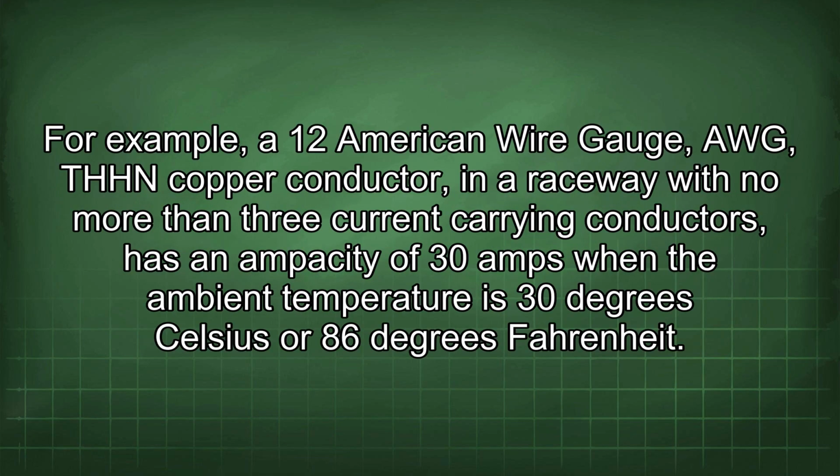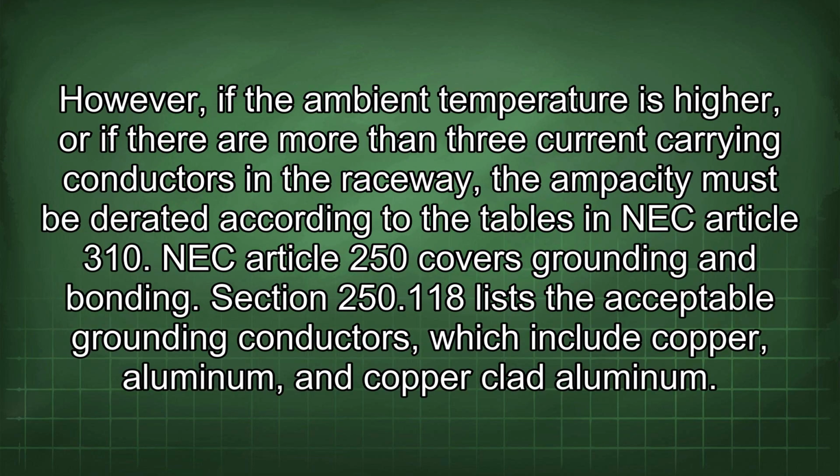For example, a 12 American wire gauge (AWG) THHN copper conductor in a raceway with no more than 3 current carrying conductors has an ampacity of 30 amps when the ambient temperature is 30 degrees Celsius or 86 degrees Fahrenheit. However, if the ambient temperature is higher, or if there are more than 3 current-carrying conductors in the raceway, the ampacity must be derated according to the tables in NEC Article 310.